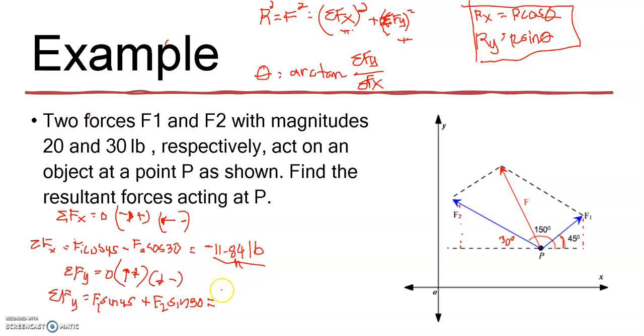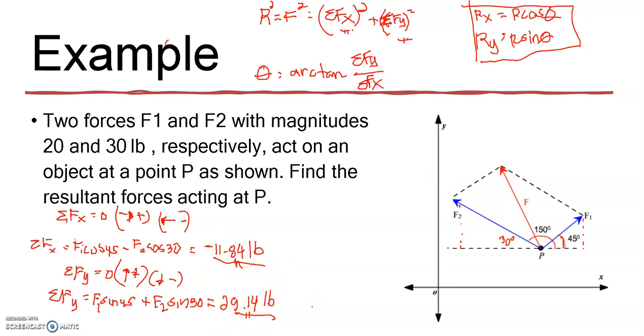The answer here is 29.40. This is actually the key components of our resultant: negative 11.54 pounds and 29.4 pounds.